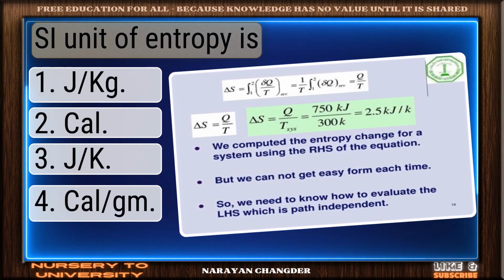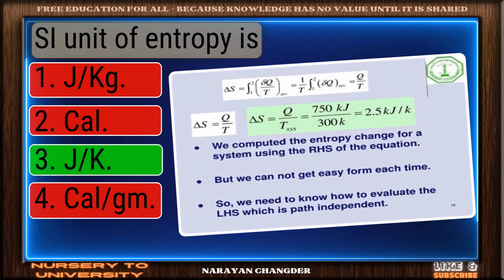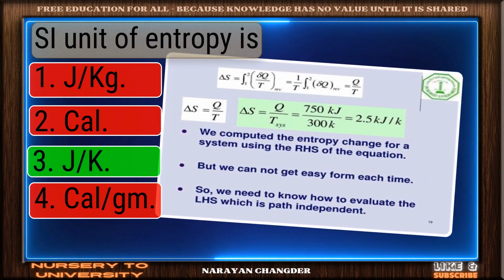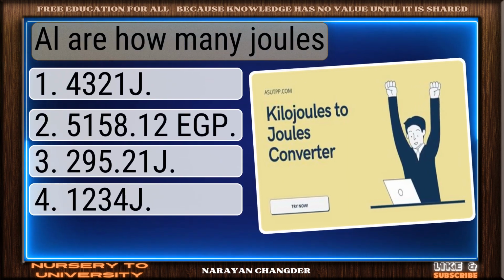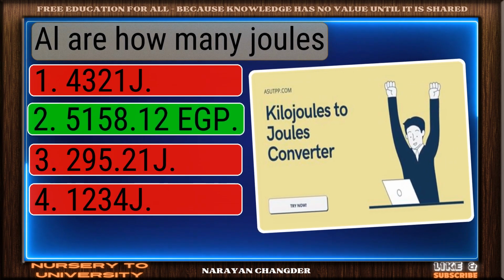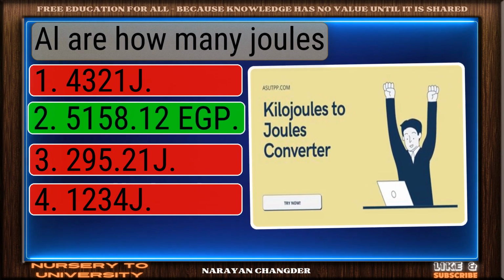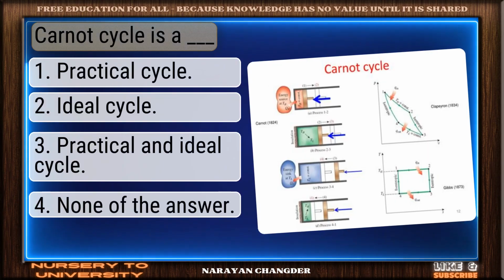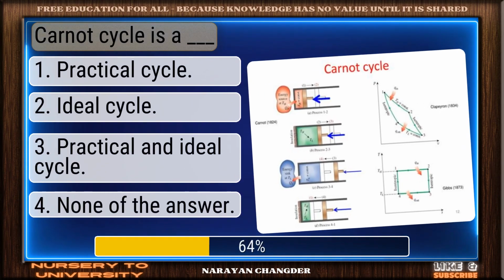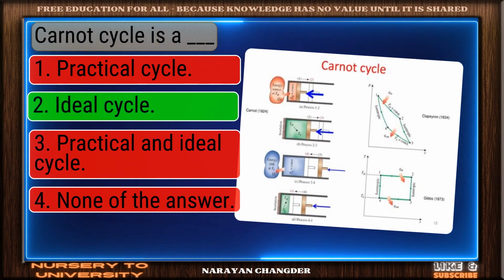SI unit of entropy is. Clear logic. Your choice J/K is sound and 100% true. How many joules? Good job. Your answer 515812 works well here. Carnot cycle is a dash. Correct. Ideal cycle is the right answer.